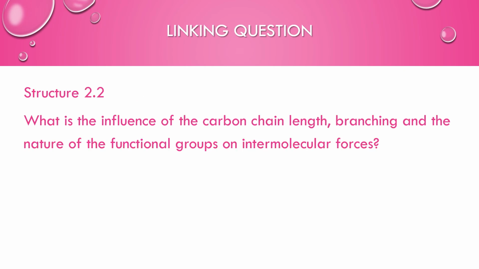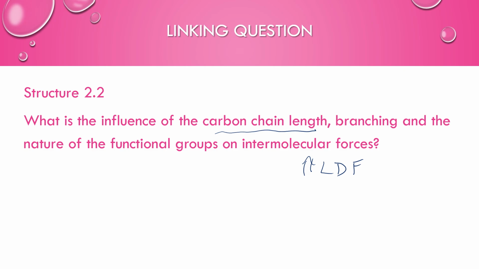Okay, and then this also links to structure 2.2, the influence of the carbon chain length, branching, and the nature of the functional groups on intermolecular forces. So again, the longer the chain length, the greater the size of the electron cloud. It just has more electrons, so it becomes more polarizable. And when it's more polarizable, it can make stronger London dispersion forces. So that increases things like boiling point and melting point and decreases volatility.